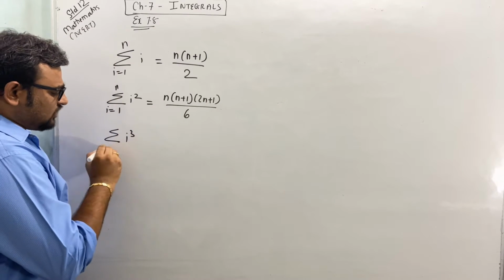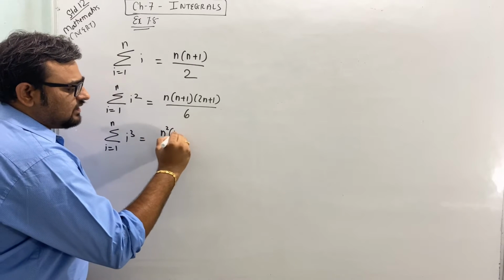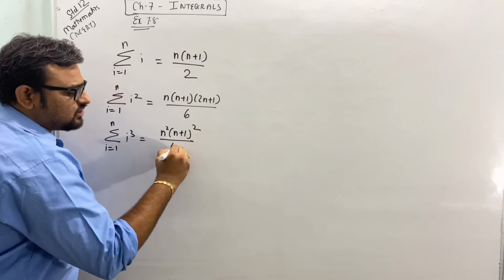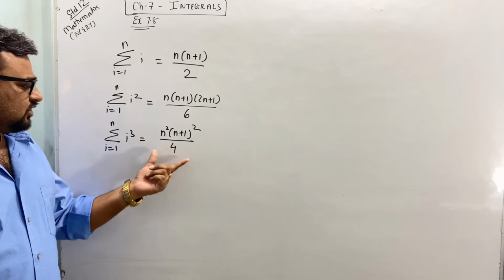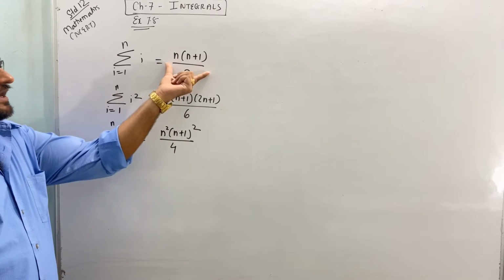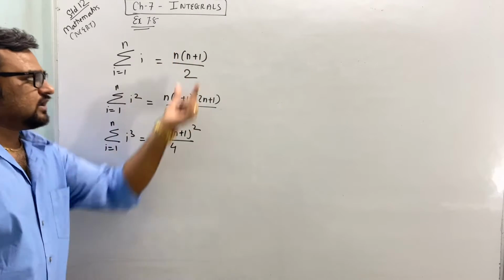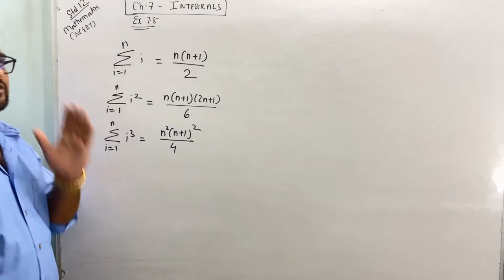Summation of i cube, where i is equal to 1 to n, is n square (n+1) square upon 2 square, that is 4. See, it's easy to remember this formula. Just square all of them and you will get the formula for i cube: n square, (n+1) square, and 2 square, 4. So these are the three formulas for summation.